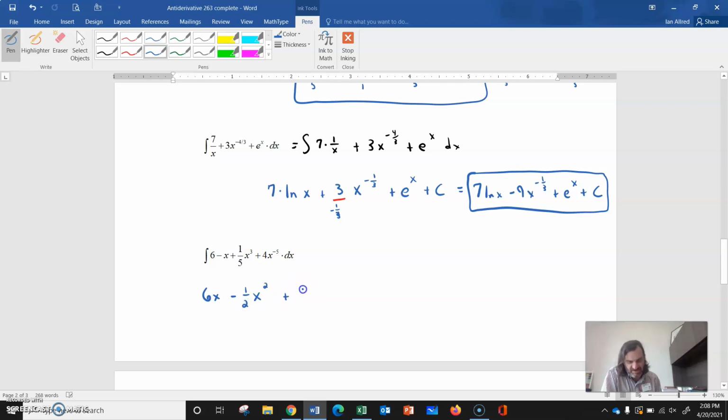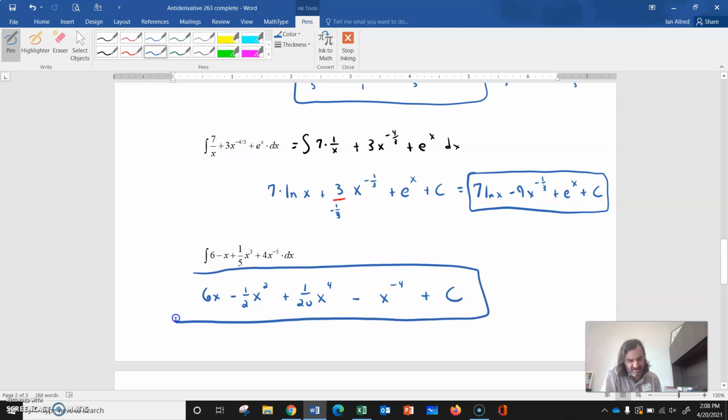And then we're going to have plus, there's a 1/5 there, so the x to the 3rd goes to the 4th, and when we divide by that 4, we'll have 1/20. And then the x to the -5 goes to the -4. We'll divide by that, so 4 divided by -4 just gives me -1. So plus c. So just kind of watch that and make sure you're getting the right things. Plenty more examples will do, but hopefully this is helping you get the basics of just using the rules.